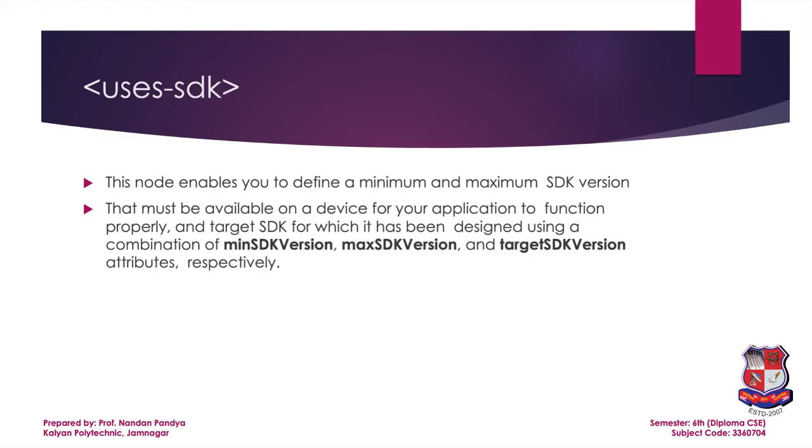The next important tag is uses-sdk. It is used to define the minimum and maximum SDK version that must be available on a device so that our application functions properly, and the target SDK for which it has been designed, using a combination of minimum SDK version, max SDK version, and target SDK version respectively.